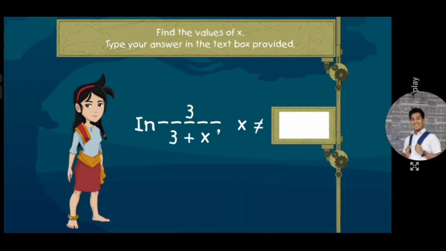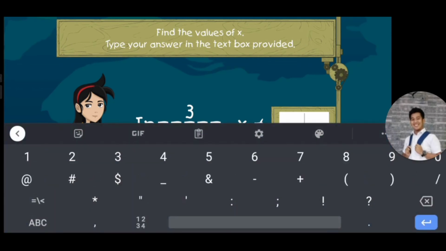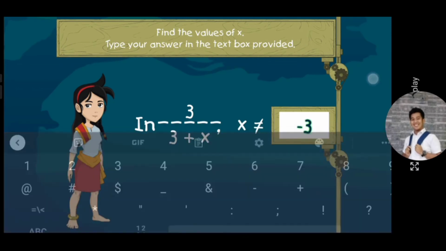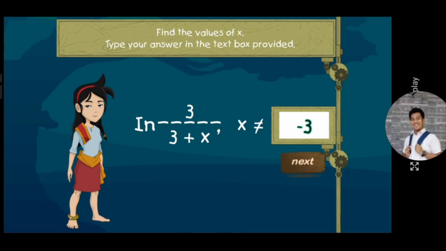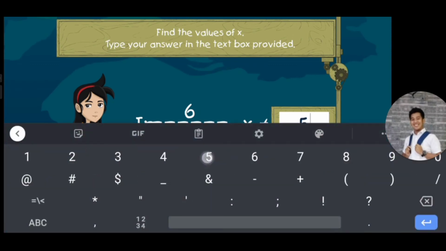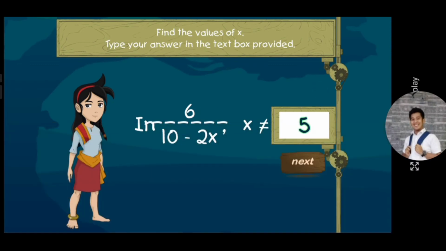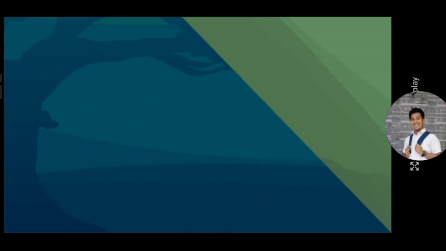So, for the denominator, our concern is that it should not be equal to 0. So, 3 plus x. What is the value of x to make it 0? So, the value of x should not be equal to negative 3. How about 6 over 10 minus 2x multiplied by 5? 10 minus 10 is 0.